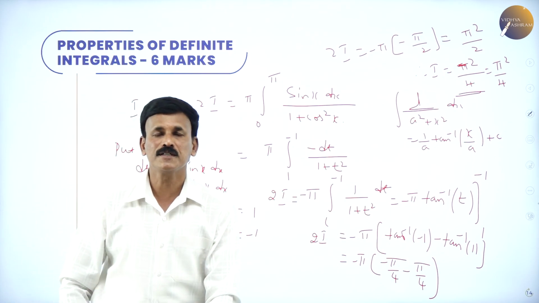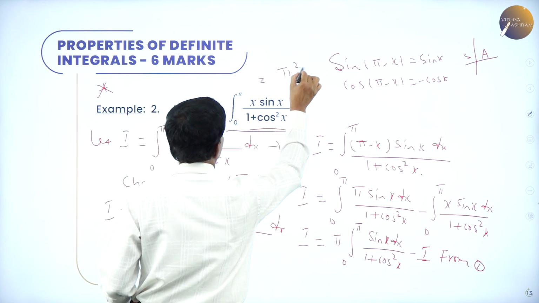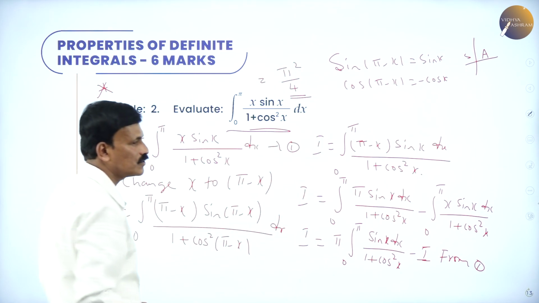That's it. Okay. Hope you followed. The answer for this is pi square divided by 4. This is a standard question.